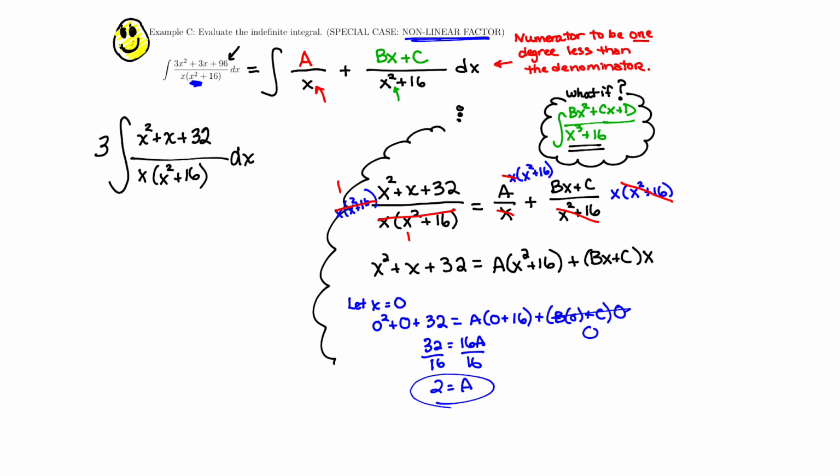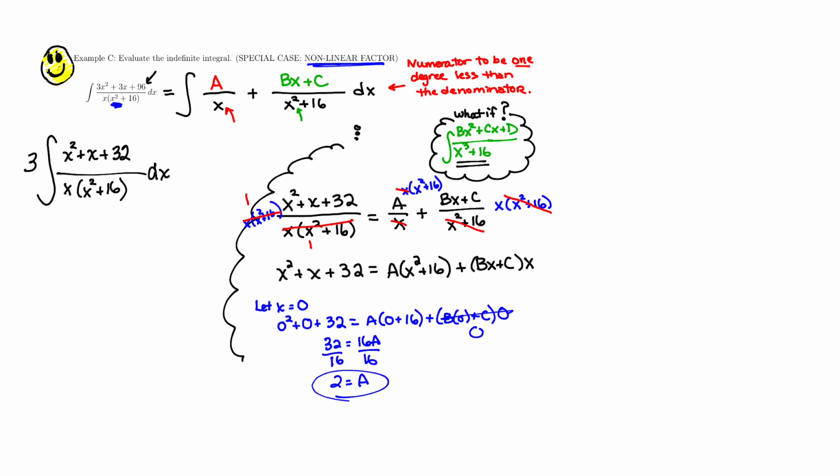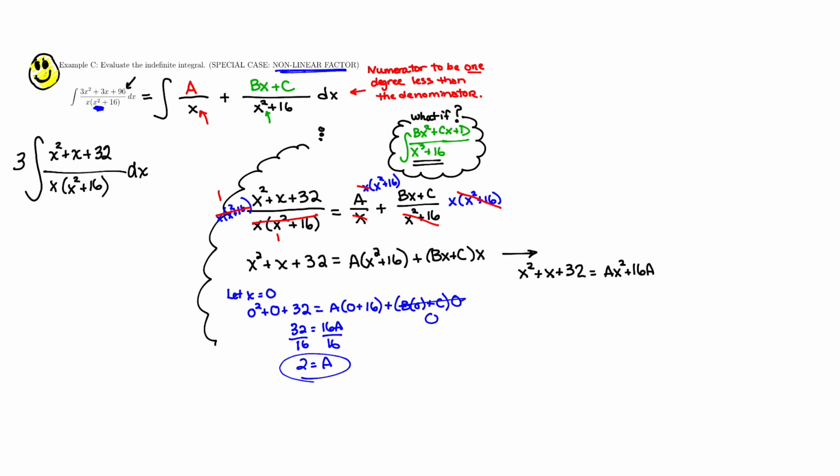But the problem is getting the other ones, right? Okay, that's fine. So Gavin and AK are saying, let's also try to expand it and see what happens. All right, if I expand it, I have x squared plus x plus 32 equals ax squared plus 16a, plus bx squared plus cx.